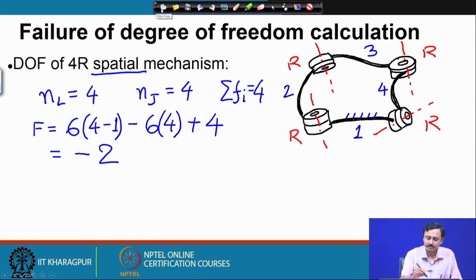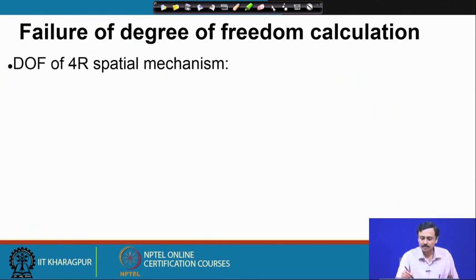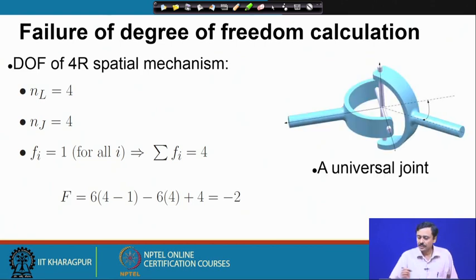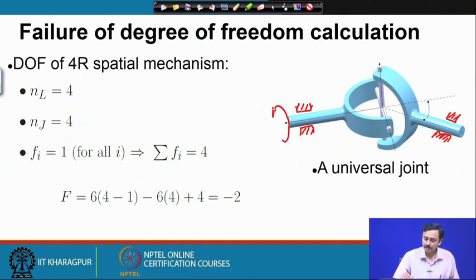Let us look at this. So, this is the degree of freedom calculation again for you, but you know this joint. This is called the universal joint or the Hooke's joint. This is used to connect two intersecting shafts. Now, what do we have here? We have bearings here and bearings here. So, therefore, this shaft can rotate, this shaft being connected to there through this joint, universal joint, will also rotate.